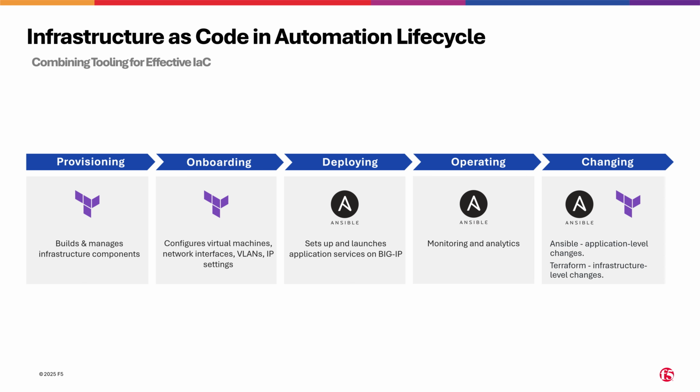Change stage is where the two tools work together. Ansible handles application-level changes like updating configurations or deploying new services, while Terraform manages infrastructure-level changes, such as scaling infrastructure or modifying network settings. By combining Terraform and Ansible in your IaC strategy, you build a reliable and efficient automation system that helps maintain your BIG-IP environment with less manual effort and more consistent results.